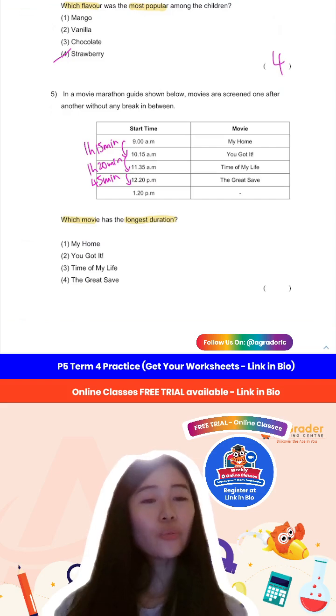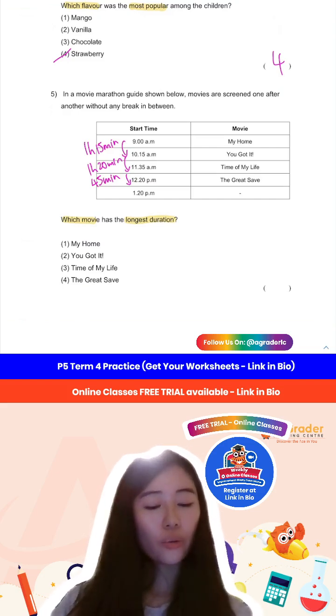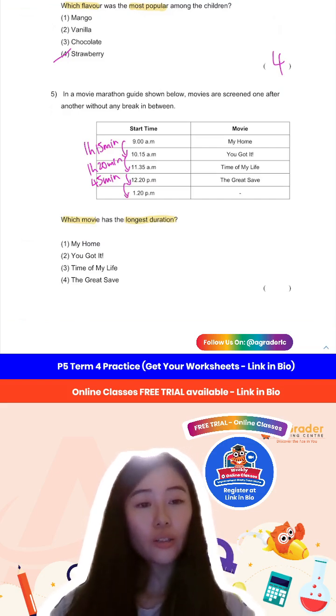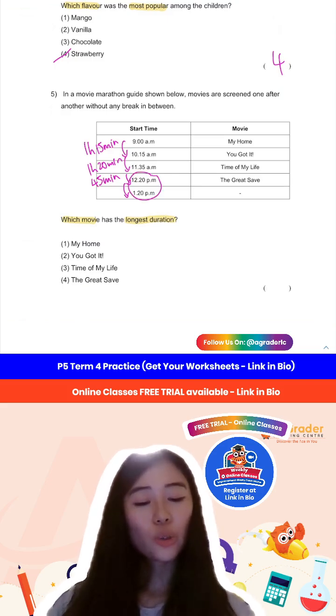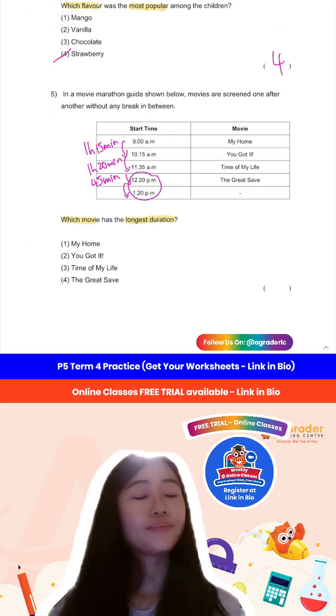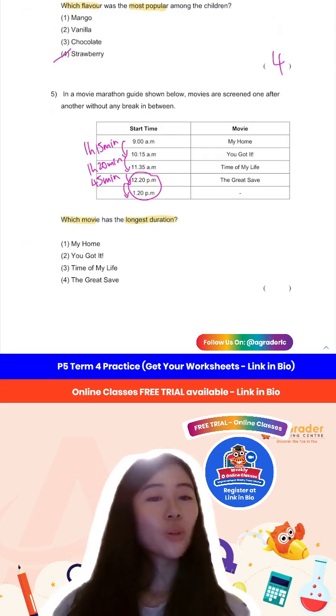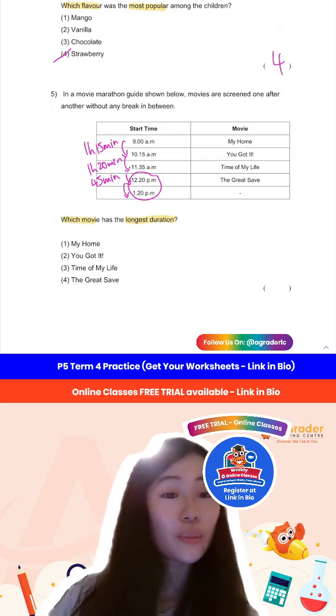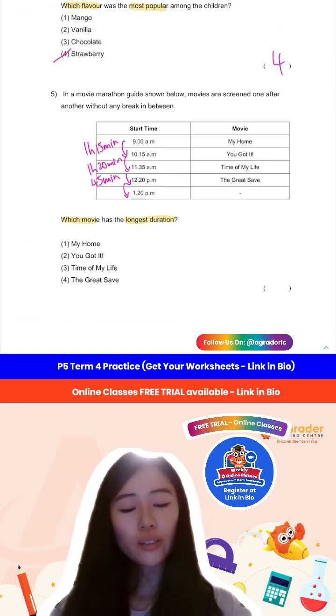Then you're left with the last one, which is The Great Save. The Great Save is from 12:20 to 1:20. Okay, yes. White Lilies, Flying Goddess, Hamburger, B. Okay, all of you are correct. This is 1 hour.